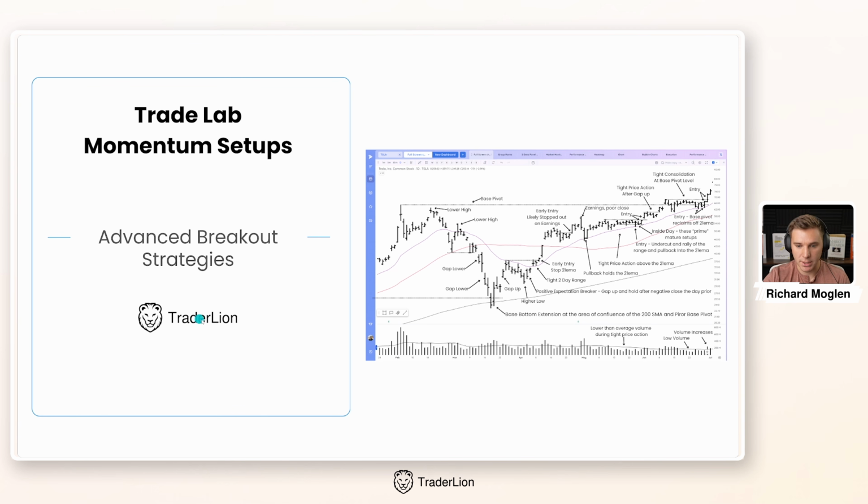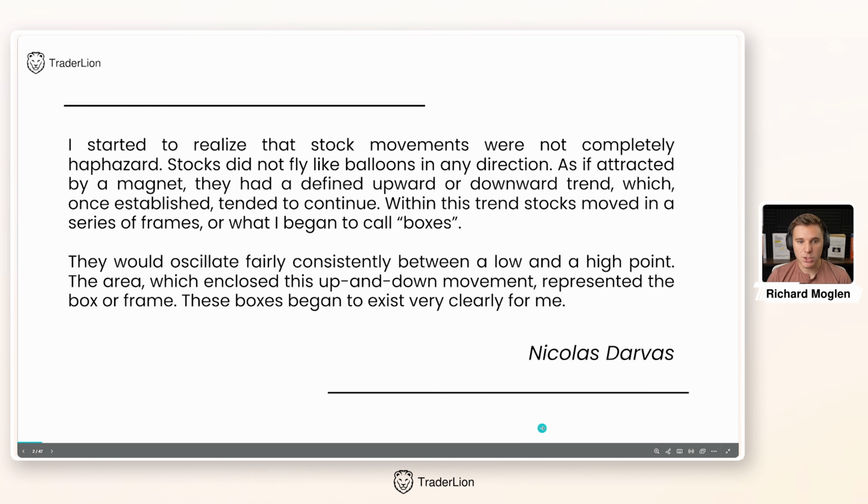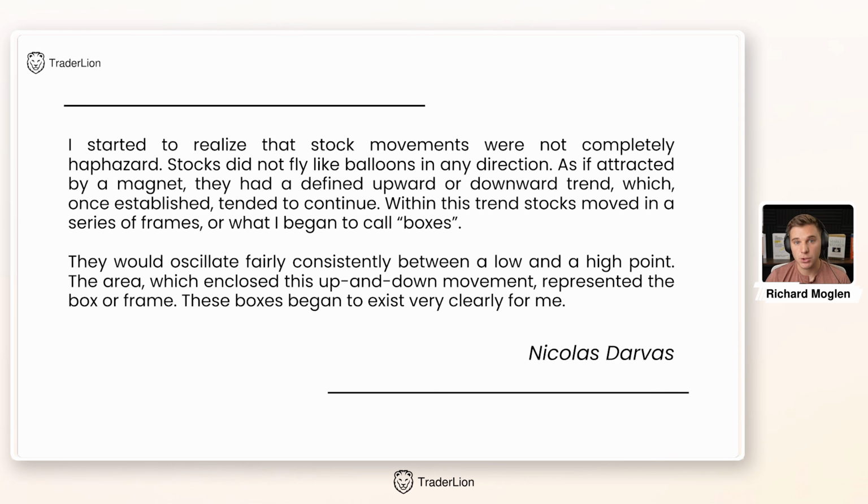So let's push on here. I want to start with this quote from Nicholas Darvas. This is one of my favorite traders to study. I forget which book this is from, but it's probably from How I Made $2 Million in the Market. Here's what he said: I started to realize that stock movements were not completely haphazard. Stocks did not fly like balloons in any direction as if attracted by a magnet.